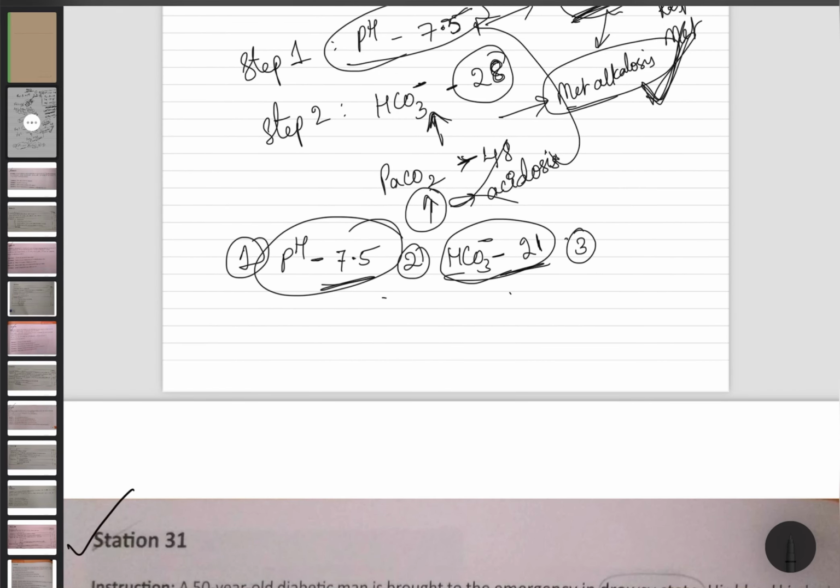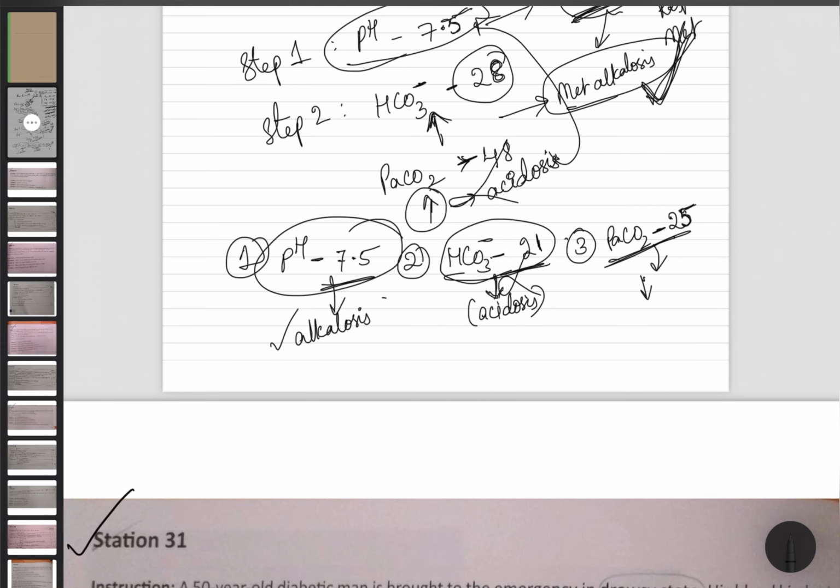In the third example, we have taken pH as 7.5, bicarb as 21 and PaCO2 of 25. So based on the pH, we have decided that this is alkalosis. HCO3 normal range is 22 to 26. So here HCO3 is low. If HCO3 is low, it contributes to acidosis, not alkalosis. But we have decided that the answer is alkalosis. So metabolic component is not contributing to that.